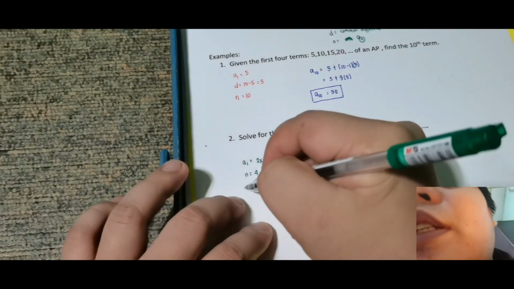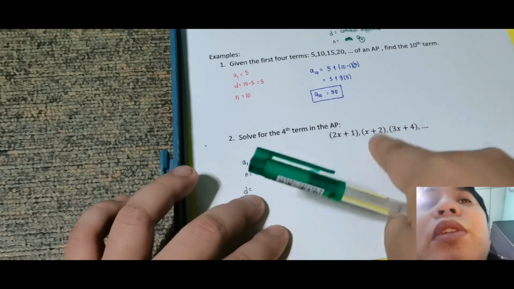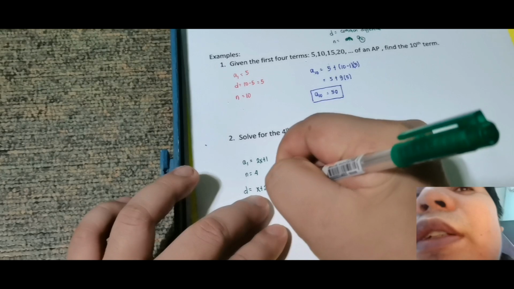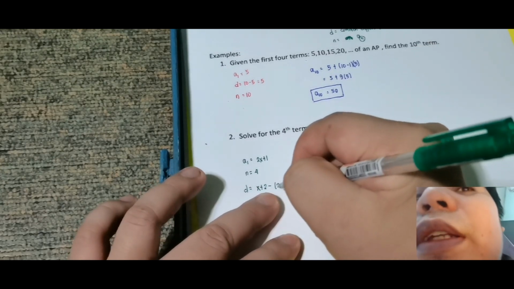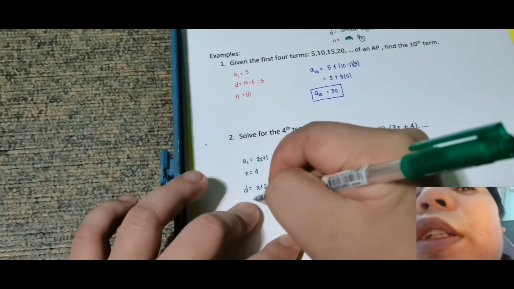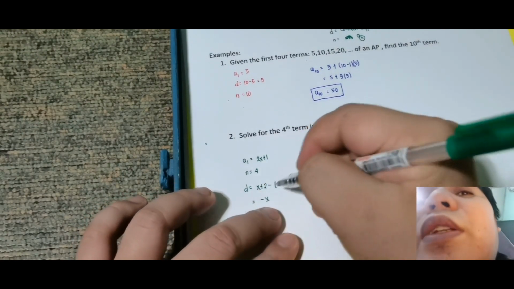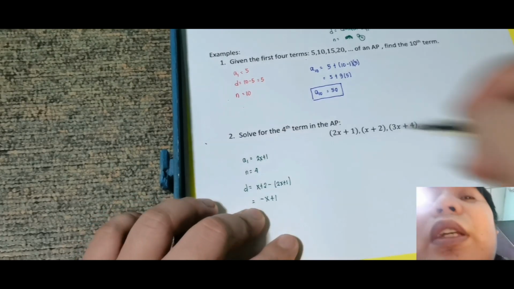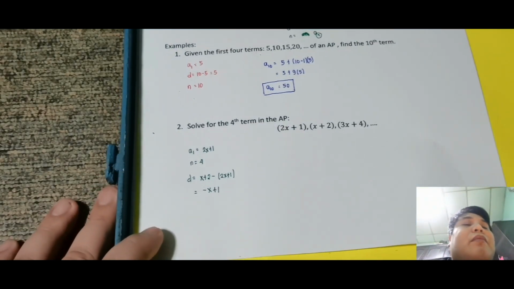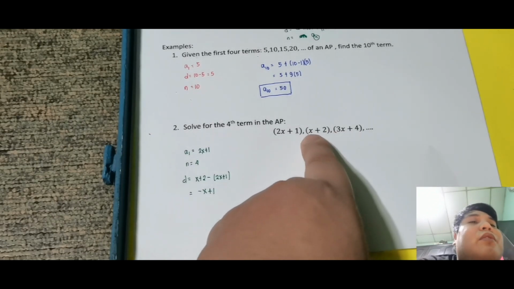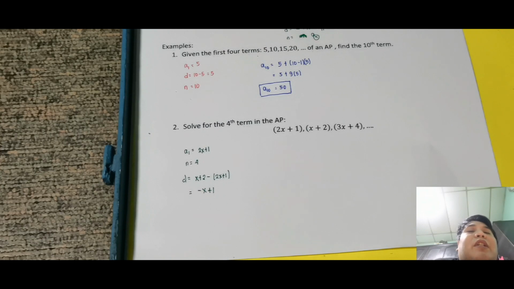Then our D, what is D? D is equal to, take the second minus the first term. So that is x plus 2 minus 2x plus 1. So what is the result? That is x minus 2x, negative x. 2 minus 1 is positive 1. So therefore D is negative x plus 1. Okay, let's also check this: 3x plus 4 minus x plus 2. So what would the common difference be? Right, so 3x minus 2, that is 2x.